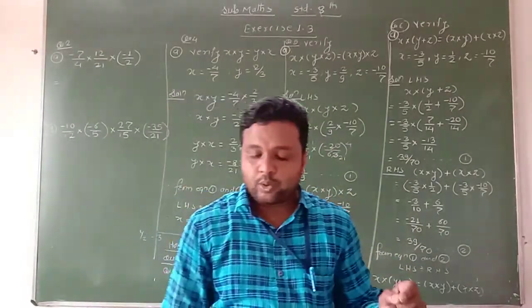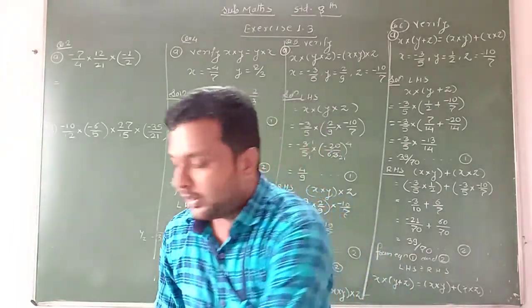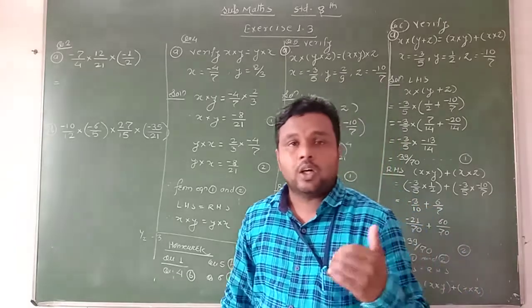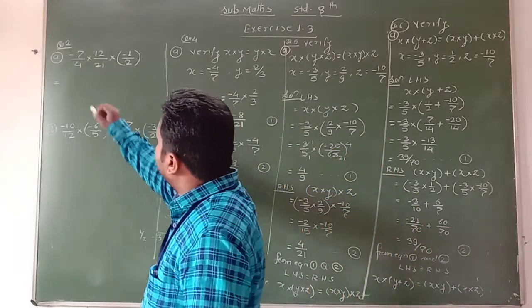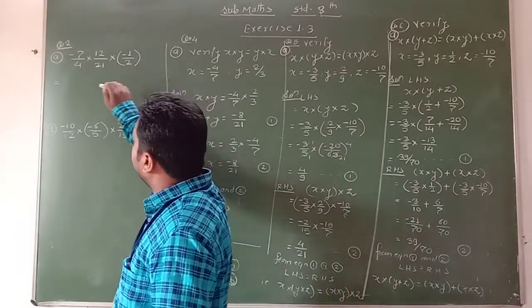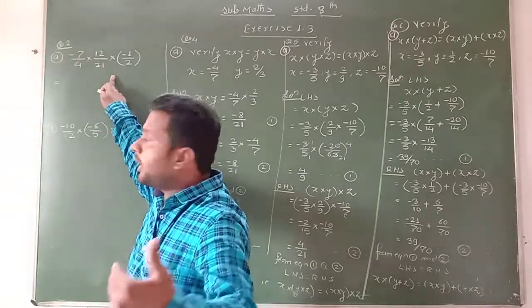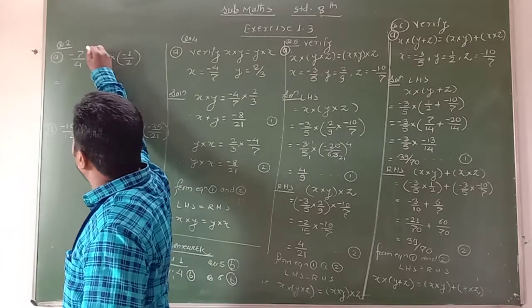Multiply and write the product in their lowest terms. Multiplication of rational numbers is given, and here we have to write the product in lowest terms. Here we solve the equation. First we find the common terms in the numerator and the denominator, and we write in the simplest form.